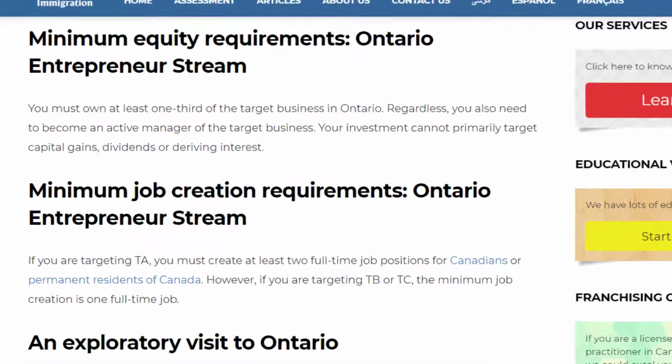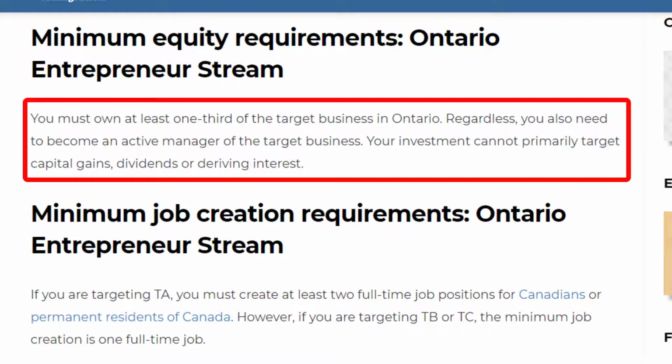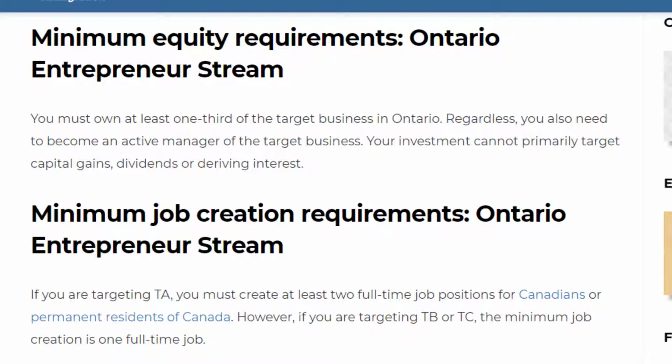The other question is about minimum equity requirements, Ontario Entrepreneur Stream. You need to know that you must own at least 1/3 of the target business in Ontario. Regardless, you also need to become an active manager of the target business. Your investment cannot primarily target capital gains, dividends, or deriving interest. And you also need to know, depending on which area you're targeting, there are certain businesses that are not acceptable.